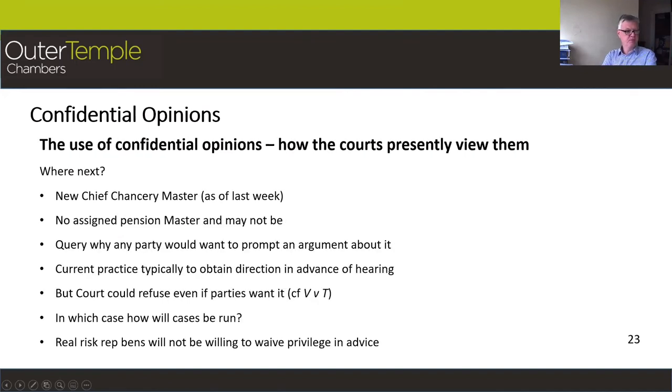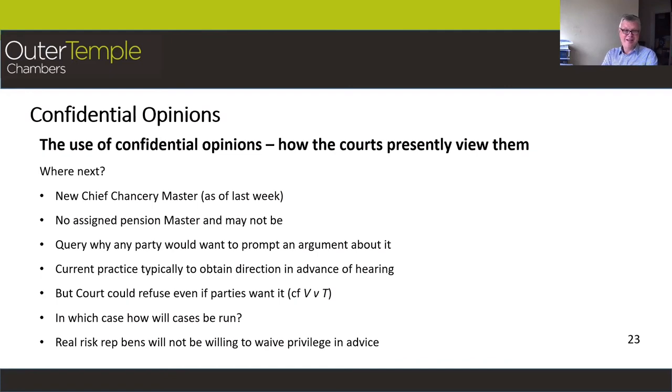Where next is the question posed in this final slide. We have a new Chief Chancery Master, Schumann, as she is called. As of last week, I think it was Friday, she was sworn in. There isn't, as far as I'm aware, an assigned pensions master to replace Master Teverson in that role, and certainly, as far as I'm aware, the word on the street seems to be that there isn't going to be one. So the corporate memory, as it were, of Chief Master Marsh and Master Teverson, one is possibly starting from scratch with whoever deals with these cases in future.